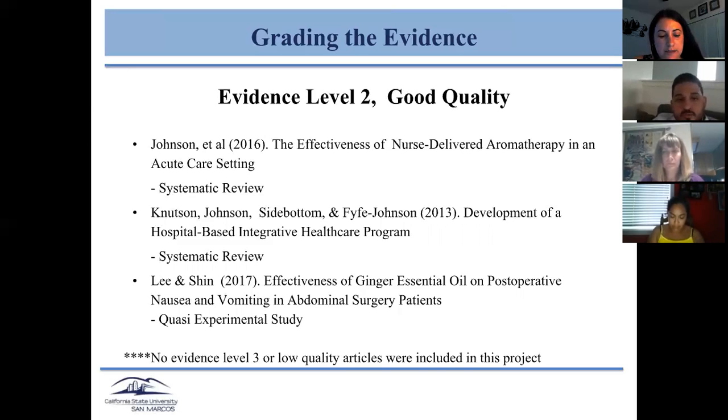All 6 of these studies were graded at evidence level 2 and good quality because they included quasi-experiments, random trials, and systematic reviews that had reasonably consistent results and reasonably consistent recommendations. No evidence level 3 or low quality articles were included in this project.